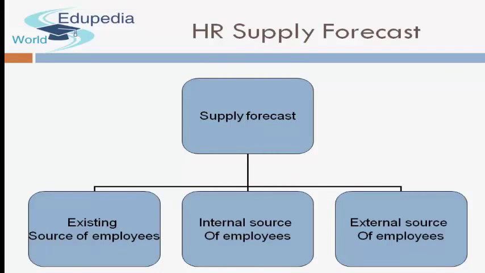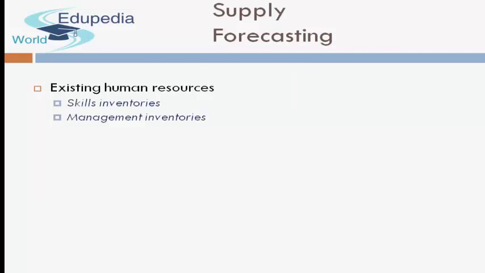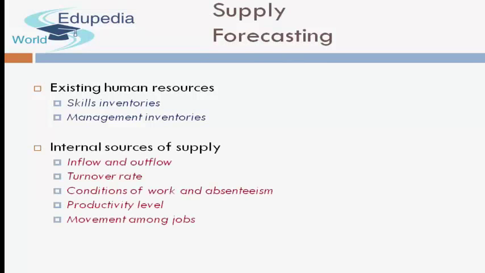So I hope this is clear to you that supply forecast includes three things: existing, internal, external. In existing, you just look into what kind of inventories you have as of now. Internal source of supply, you look into the internal flow, transfers, promotions, turnover rate, absenteeism, the productivity level, all of this. And then you look into the external supply, that will you be able to get it from your recruitment agency or from your campus placement or from the competitors.